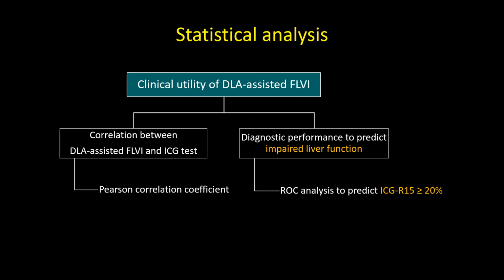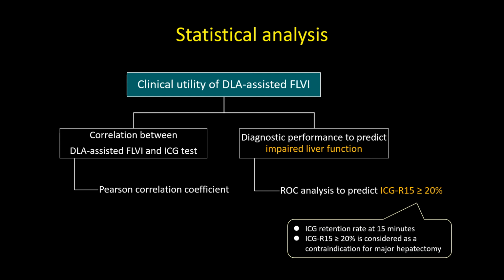The clinical feasibility of the deep learning assisted functional liver volume index was validated in two ways. First, the correlation between the deep learning algorithm assisted functional liver volume index and the ICG test was evaluated by Pearson correlation coefficient, and the diagnostic performance of the MRI derived index to predict decreased liver function was evaluated using ROC analysis. ICG retention rate at 15 minutes equal to or greater than 20% is usually considered as an impaired liver function and as a contraindication for major hepatectomy. This criterion was used to indicate decreased liver function in this study.